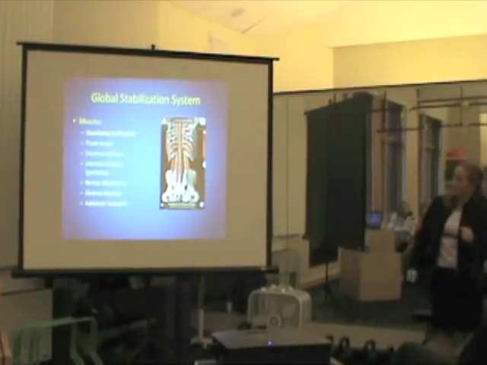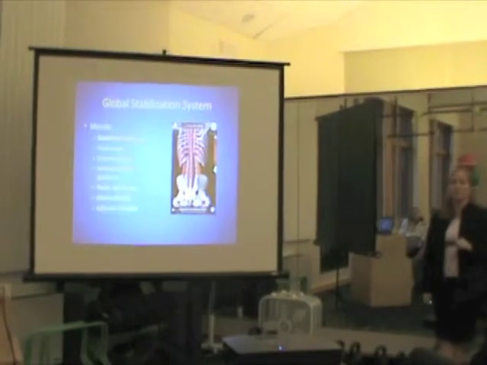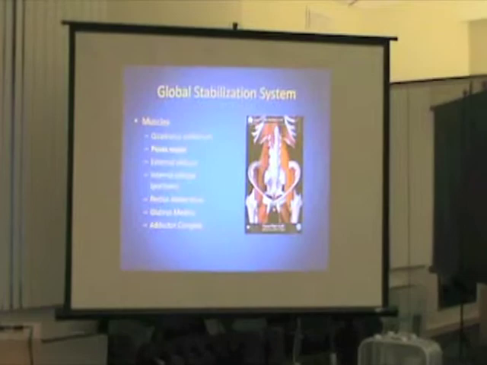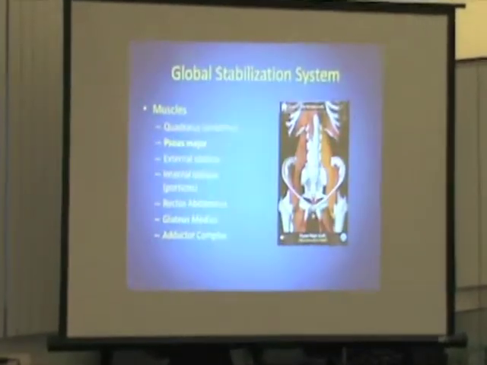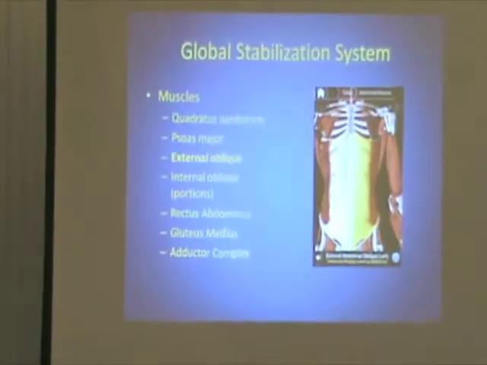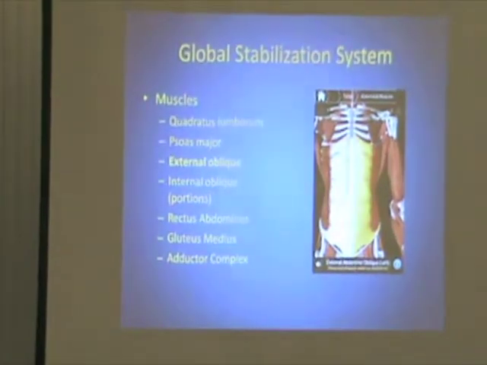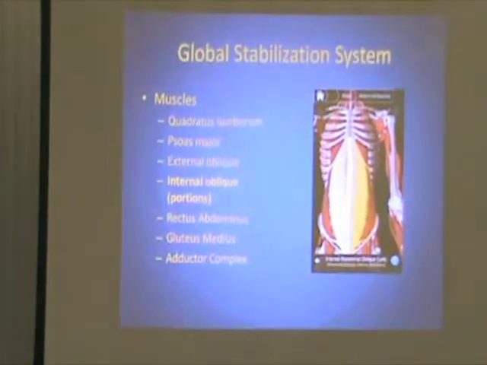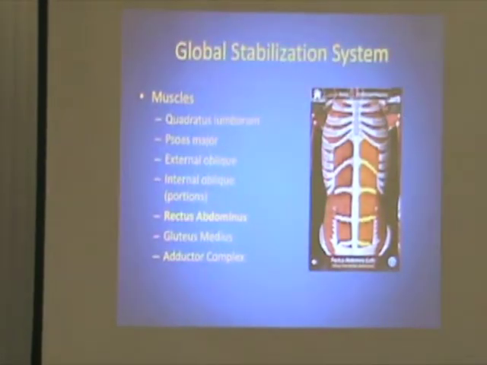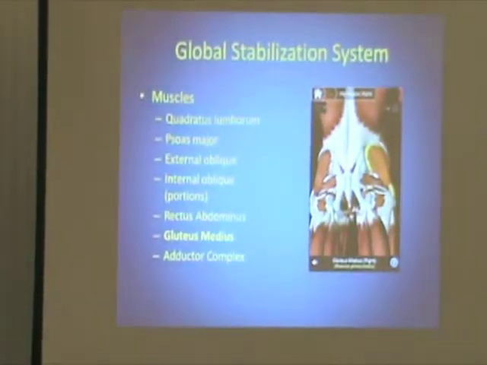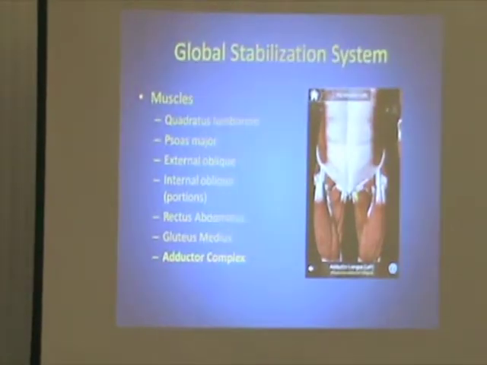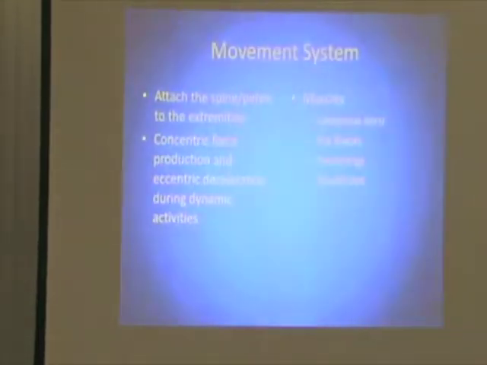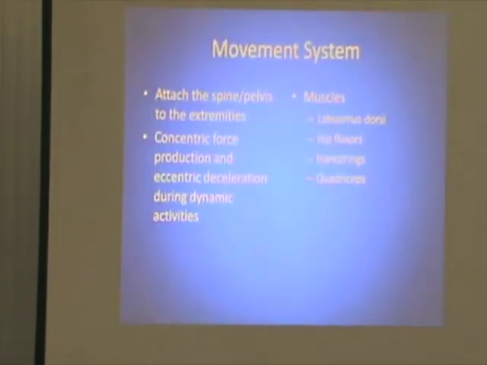These muscles include your quadratus lumborum, or many of you probably heard your QL. It's the muscle that helps you hike your hip up. Your psoas major, that's one of your hip flexors. The external obliques, which are your laugh muscles on the side. When you laugh, you feel those guys contract. Your internal obliques are also part of the global stabilization system. Now we get the six-pack in there. Your glute med in your hip is part of it, and then the adductor complex on the inside of your thighs.